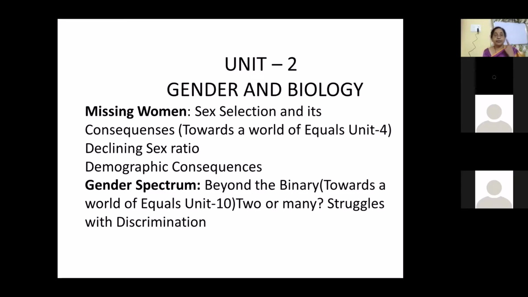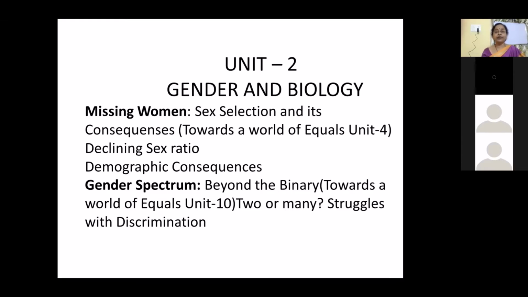How parents are preferring to give birth only to male children. Most of the families would like to give birth to male children, and only then do they think about girls. In most of the families, girls are unwelcome. That is again a socially constructed norm. Towards a World of Equals is the textbook name, your textbook name. Here we are dealing with Unit 2, but in the textbook it is Unit 4. So they want you to refer to Unit 4 of your textbook.